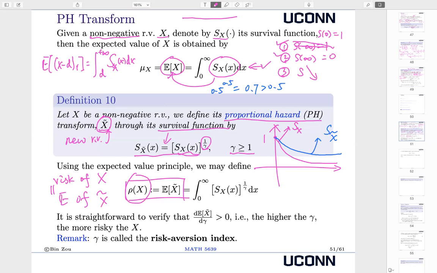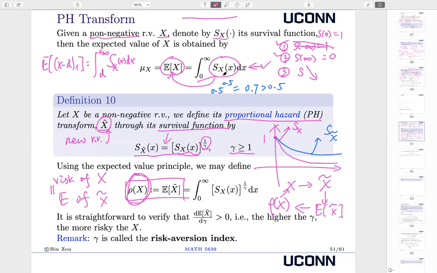So according to this definition, our objective is to figure out a risk measure for x, but we don't do it directly. Instead, we construct a new random variable through the pH transform, and we use the expectation of this new random variable to define the risk measure for x. Then we achieve our ultimate purpose. So there is a little bit of a route to take in order to arrive at the risk measure, but I believe the idea is very straightforward, right?